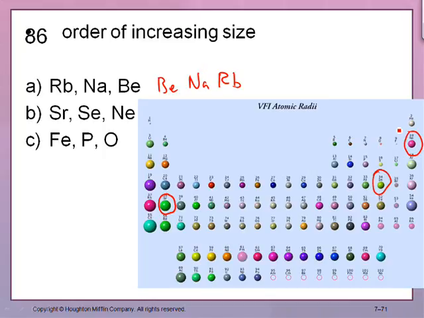So here we're working on 86B. Neon, selenium, strontium is the order. Neon, selenium, strontium. And you will see that that also progresses from the lowest energy level to the highest. So see if you can finish that out with iron, phosphorus, and oxygen.